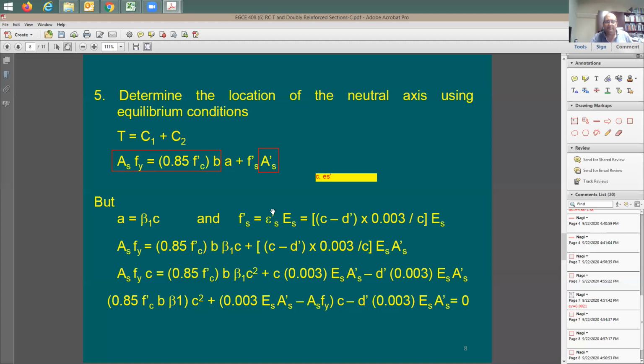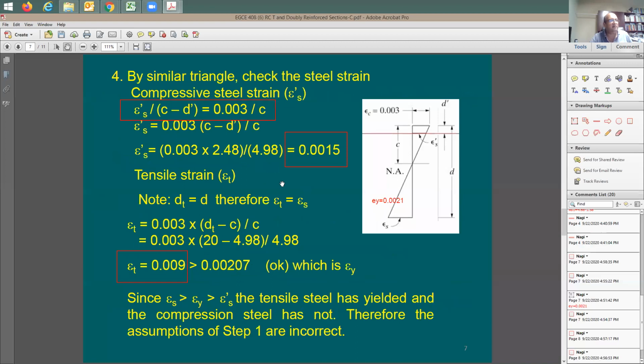Say fine. What's the relationship between a and c? Because see, this a, I can convert it into c by dividing it by beta 1. If I take this a, divide by beta 1, I'm going to have c. If I take this F prime S, divide by ES, I'm going to have the strain in the steel. This is great, because the other equation I have it right here. I have another equation between epsilon prime S and c. Now I have two equations, two unknowns.